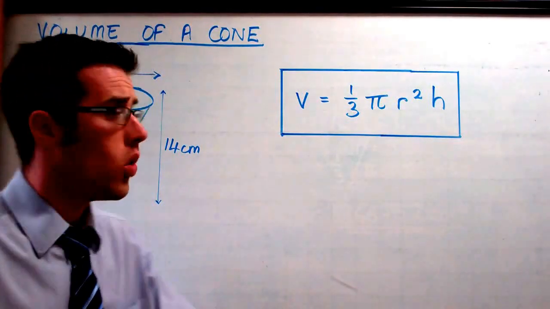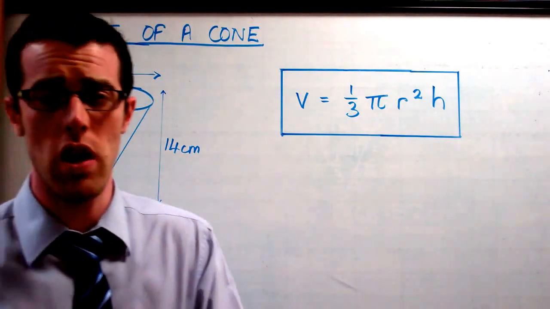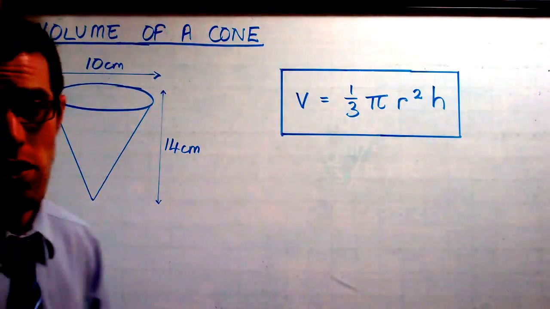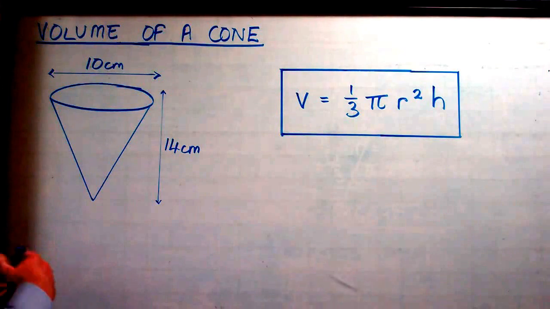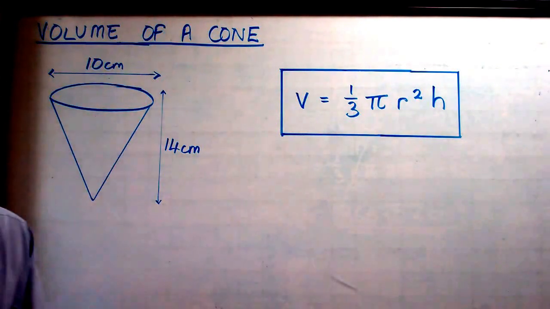Hello and welcome to the video on volume of cone. Now the most important thing when we're doing volume of shapes is that we can identify the shape properly. We all know what a cone looks like. Okay, so we've got a circular top, it's coming down like this. It's not a triangle, it's a cone, right? Like an ice cream cone.